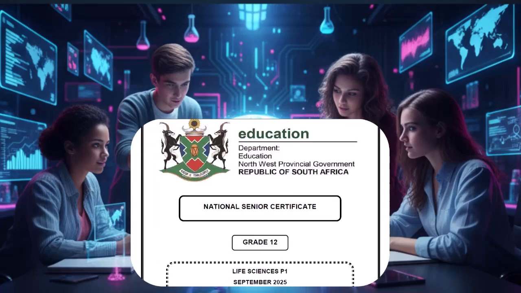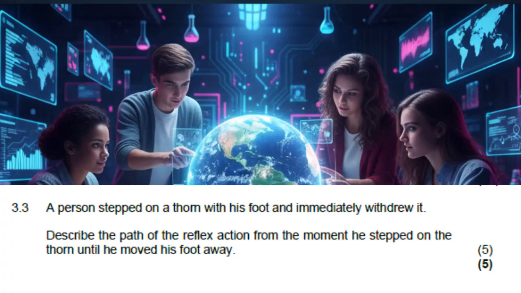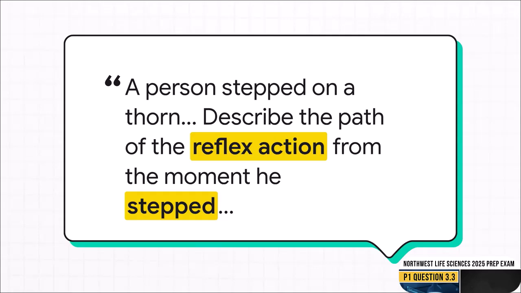All right, welcome everyone. Today, we are going to tackle a classic 5-mark exam question that's all about reflex actions. Seriously, this is one of those questions that can be an easy 5 marks, but only if you know the strategy. So let's just dive right in and make sure you walk away with all 5 of those marks in the bag. So here it is, question 3.3, pulled straight from a real exam paper.